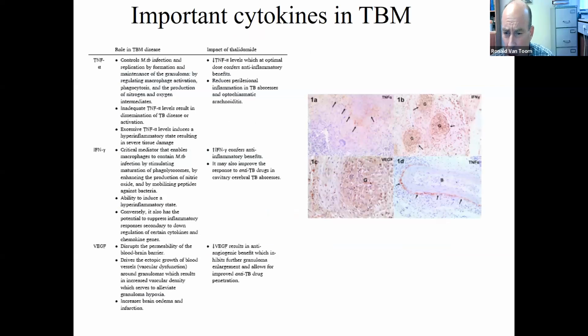So why host immune therapy and why is it important? Well, because most of the neurological sequelae, the vasculitis, the mass lesions, are driven by a hyperinflammatory response. And we now know that there are many cytokines involved, but the most important ones are tumor necrosis factor alpha, interferon gamma, and vascular endothelial growth factor. And these are publications from us, from our institution.